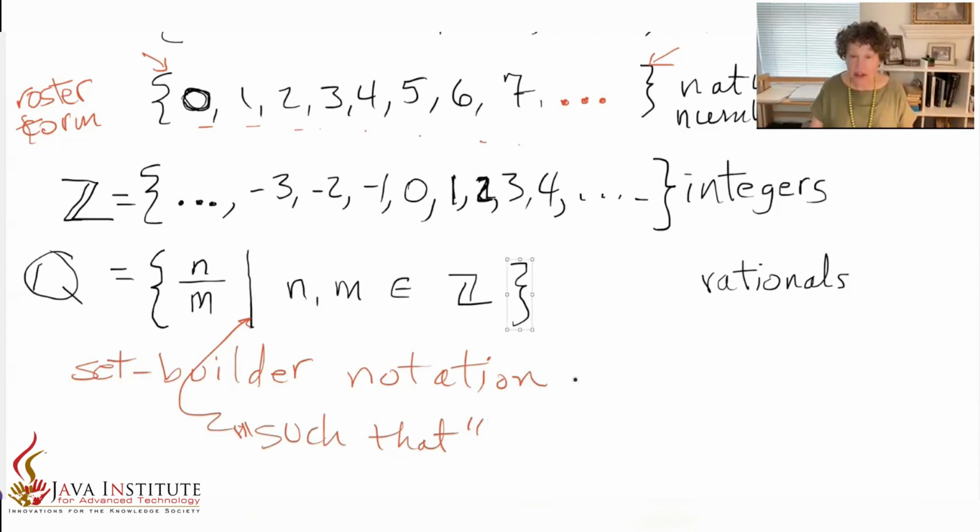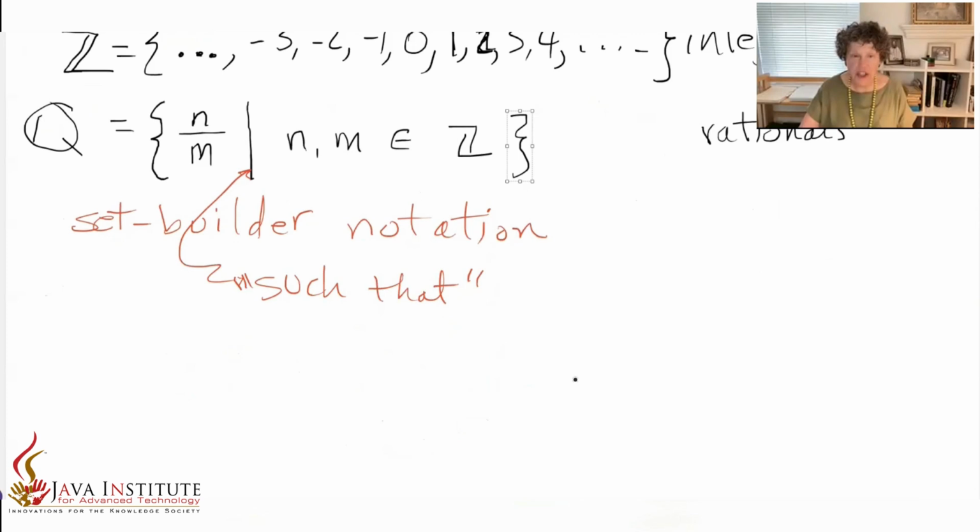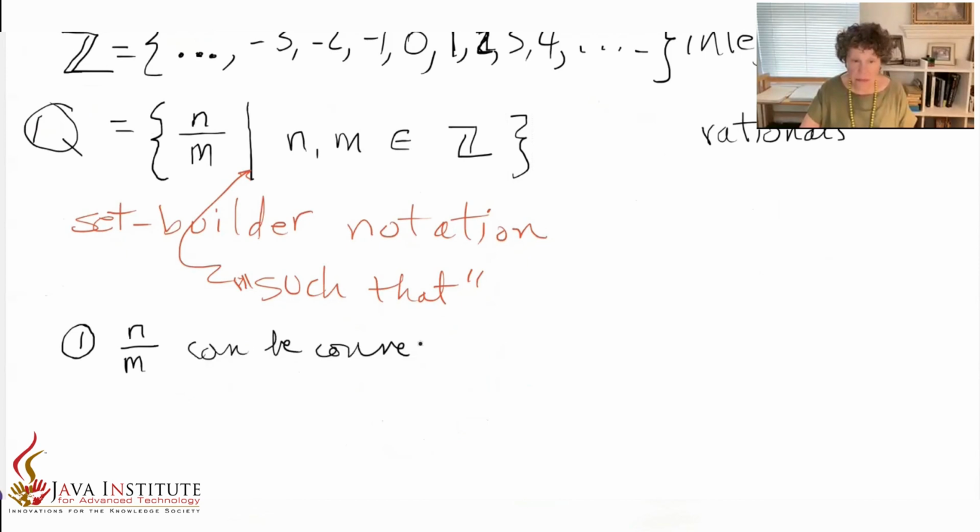And we talked yesterday, there were some important things about the rationals, two very important things. One is if we have a fraction n over m, n and m are integers here, just like they are up here, it can be converted to a decimal fraction. Well, it might not always be a fraction, but we can convert it to a decimal, some kind of decimal.